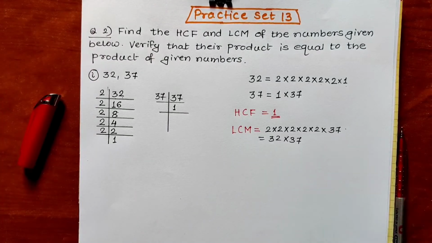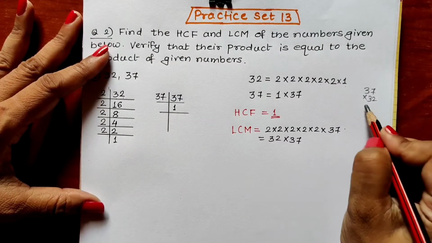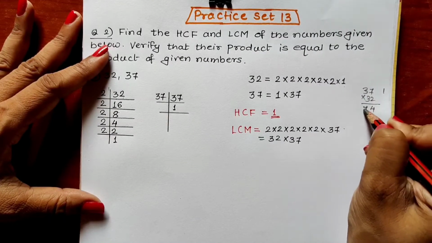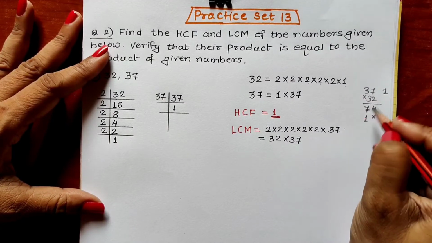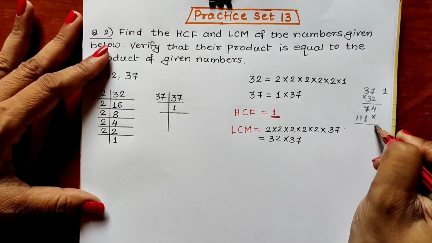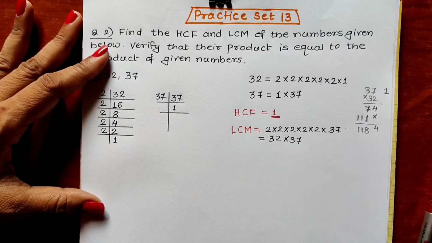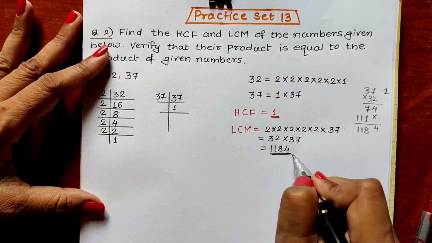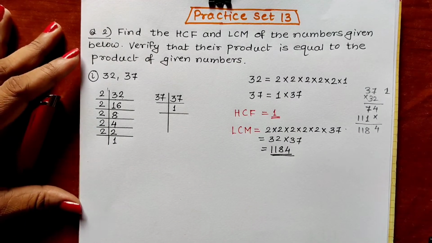Now let us multiply 32 into 37. I will show you the multiplication here. 37 into 32. 2 sevens are 14, 4 written, 1 carry. 2 threes are 6, 6 plus 1 is 7. Now multiply by 3: 3 sevens are 21, 1 written, 2 carry. 3 threes are 9, 9 plus 2 is 11. So we are getting 1184. LCM is 1184 and HCF is 1. Now we will find the product of LCM and HCF.